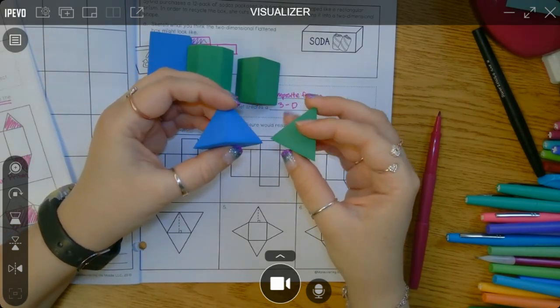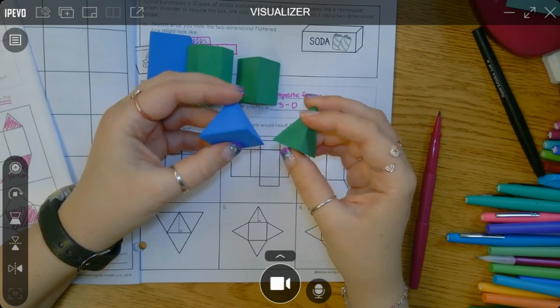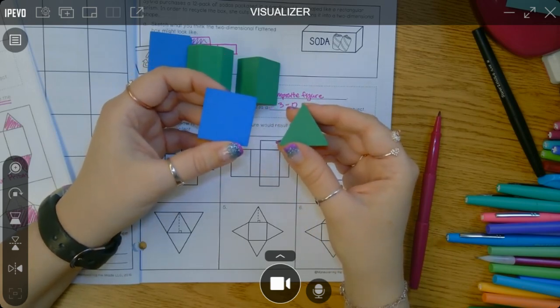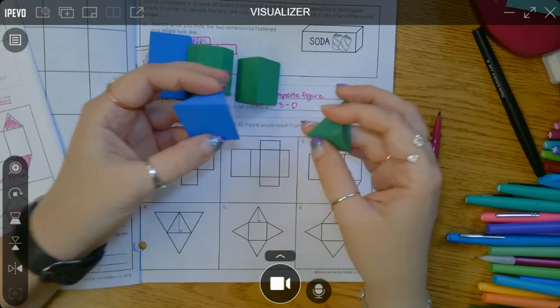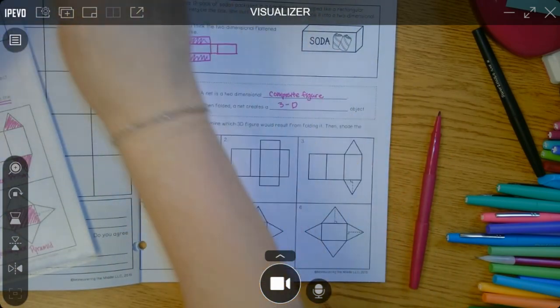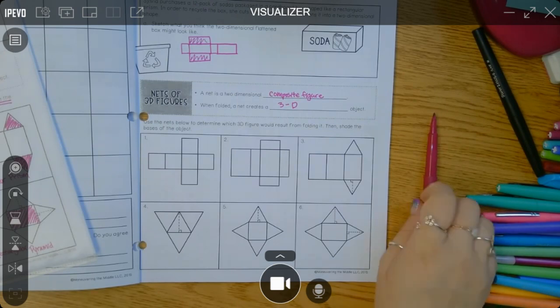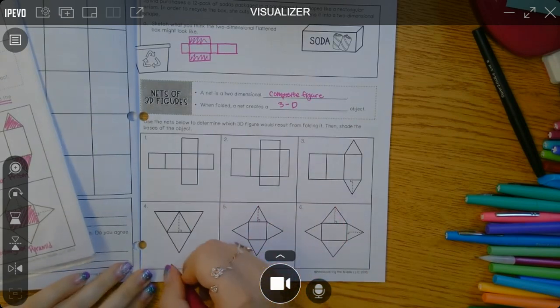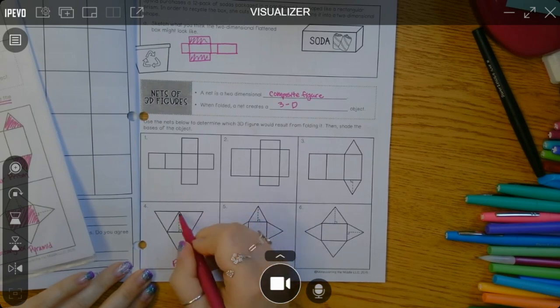So to me, a pyramid is one of the easiest nets to identify. Why? Because what they tend to do is put that base in the center and then they just have triangles coming off of that base shape. So out of those options, can you guys identify which one might be a pyramid? Do you think 1, 2, 3? Yes, 4 is a pyramid, okay, because it has that base in the middle.